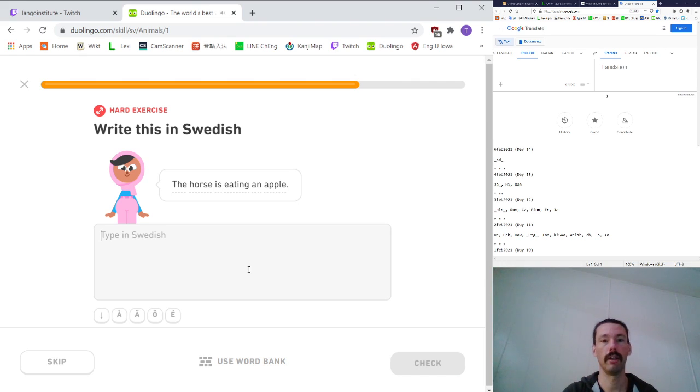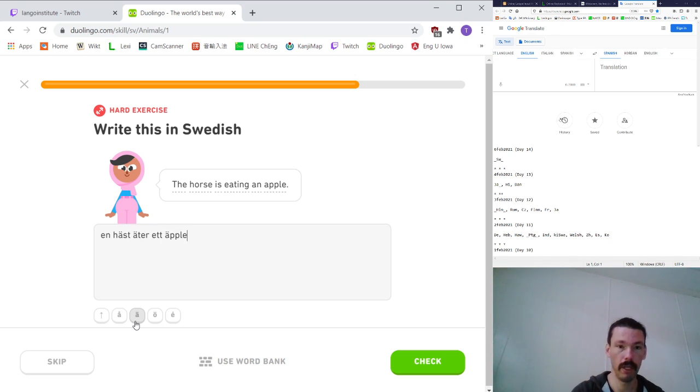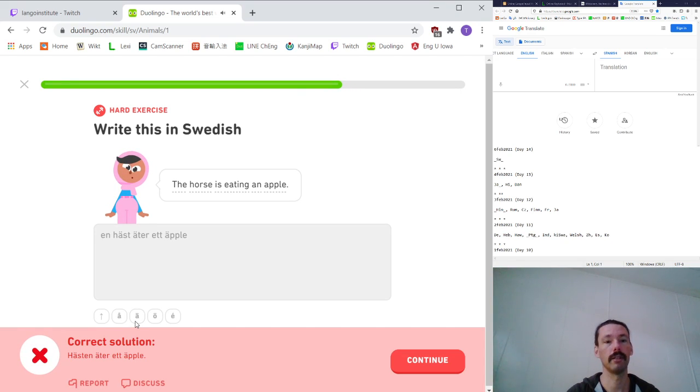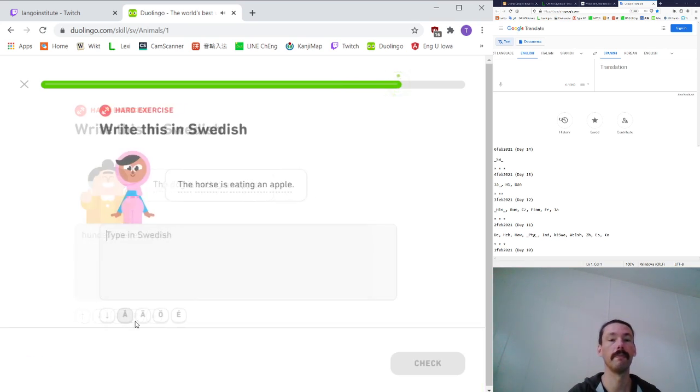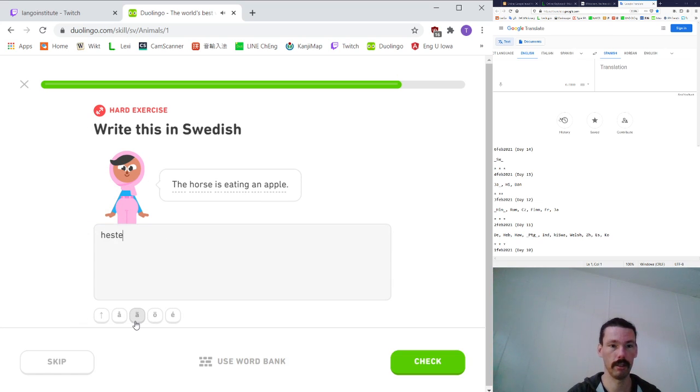En häst äter ett, double T, äpple. Häst, oh, the horse, hästen. See, that's how tricky it is. The dog, hunden, äter ett äpple. Hästen äter ett äpple. That's the umlaut one.